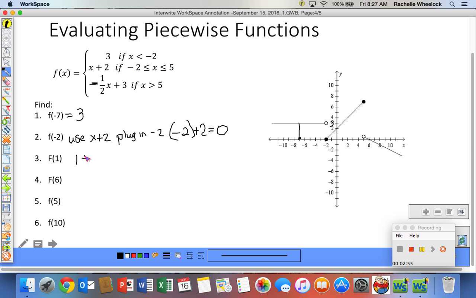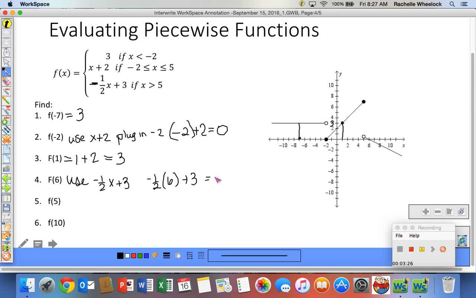F of 6. Is 6 greater than 5? Yes. So because 6 is greater than 5, I'm going to use -1/2 x plus 3. -1/2 times 6 plus 3. -6, oh, sorry, it's -3. -3 plus 3, which equals 0. And again, if we go to our graph, it supports that because over here it's +6, the y value is 0.